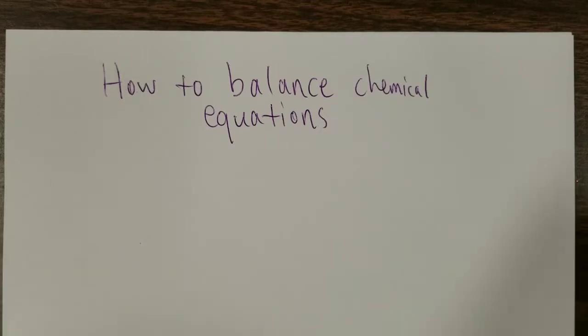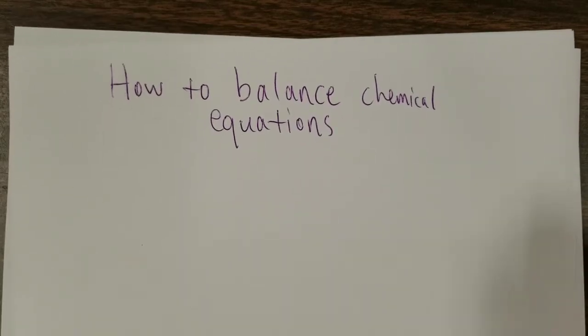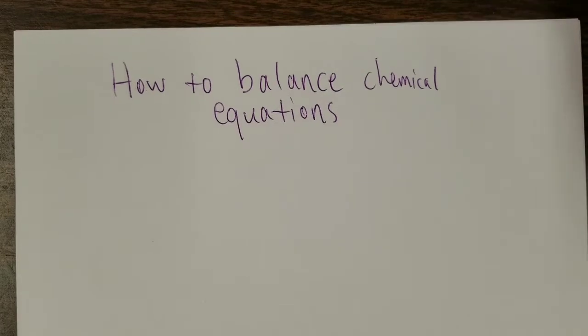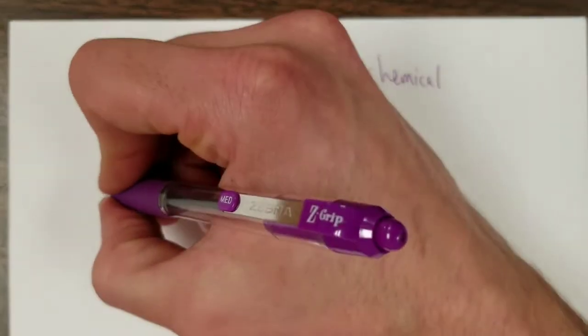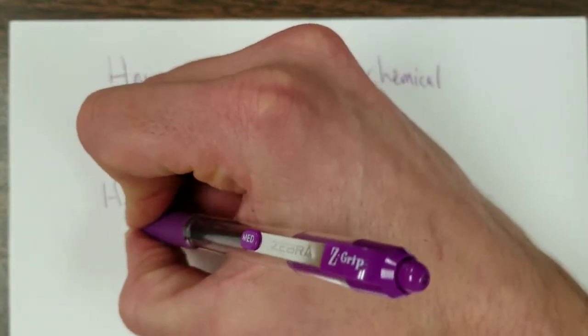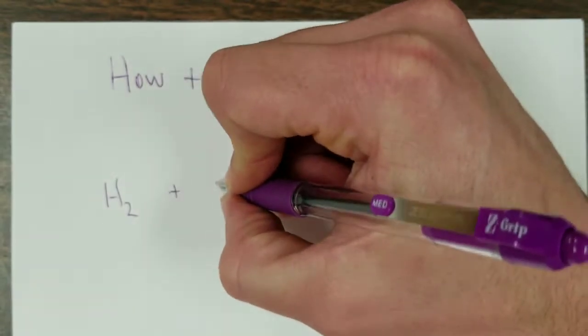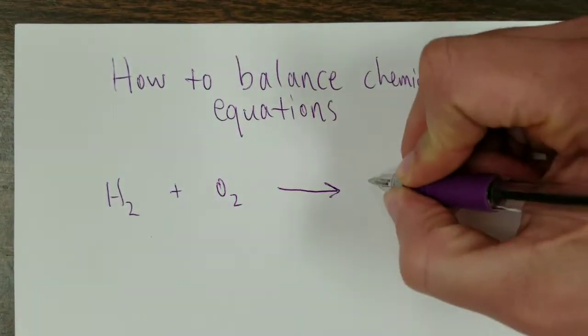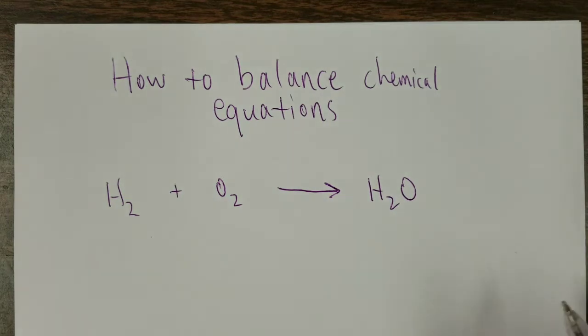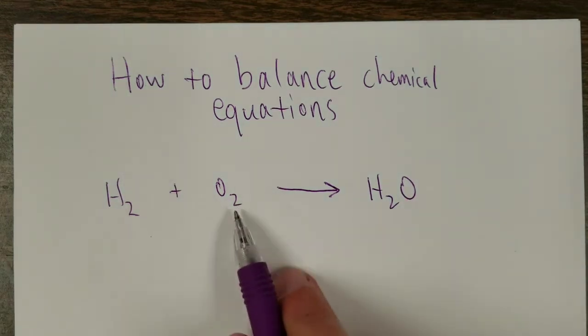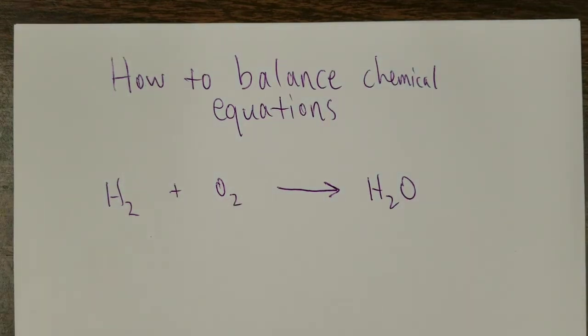All right, let's look at how you balance chemical equations. To begin with, we have to consider what chemical equations represent. Here's an example of one: a reaction between hydrogen gas and oxygen gas to produce water. This is basically fire. The hydrogen burns in the presence of oxygen to make water as a product.